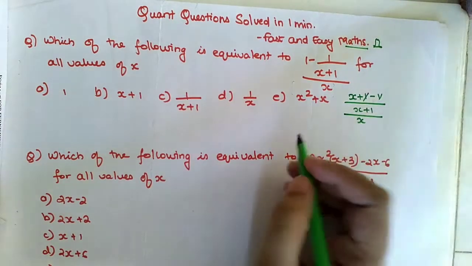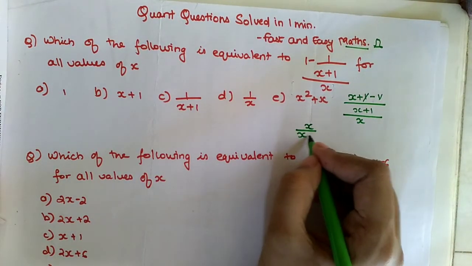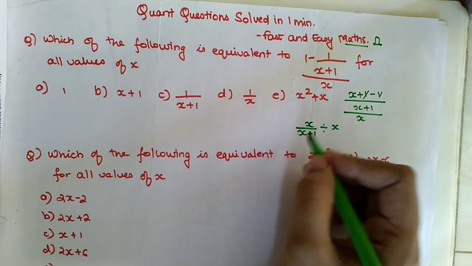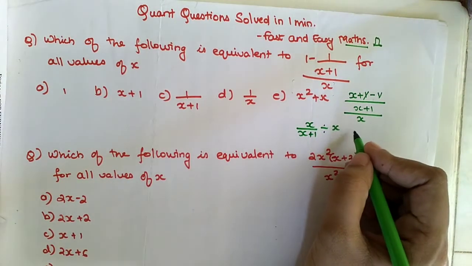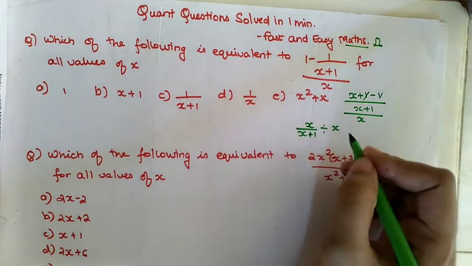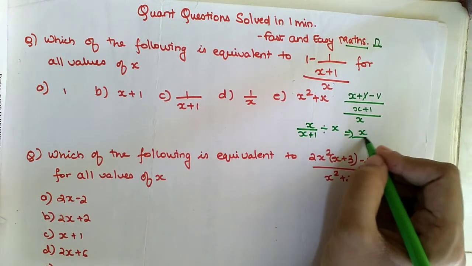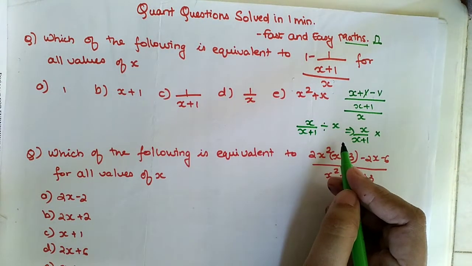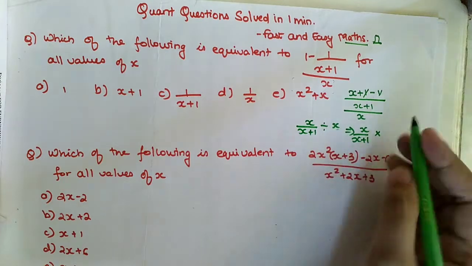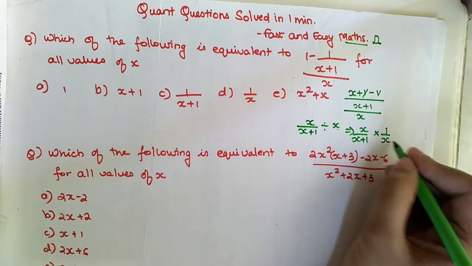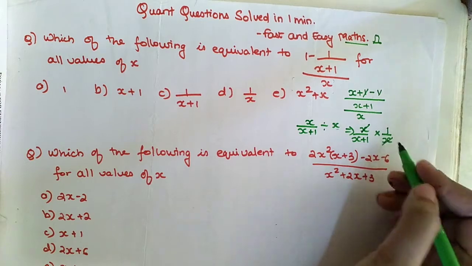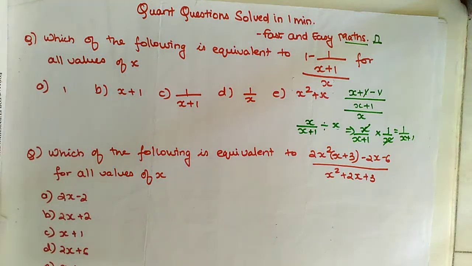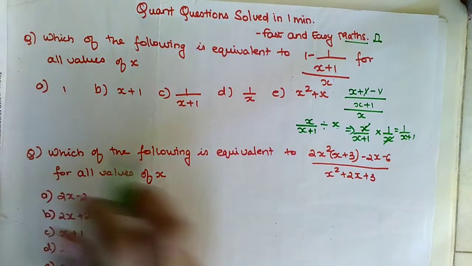Now 1 and 1 get cancelled, so I'm left with x upon x plus 1, and this thing is divided by x. Whenever I do division in fractions, always remember you can convert the division sign into multiplication by keeping the first fraction as it is, and the second one has to be changed into its reciprocal. So I'll write this as x upon x plus 1 times 1 upon x. x and x get cancelled, so you're left with 1 upon x plus 1. Correct? So with that, can I say option C is the correct answer?